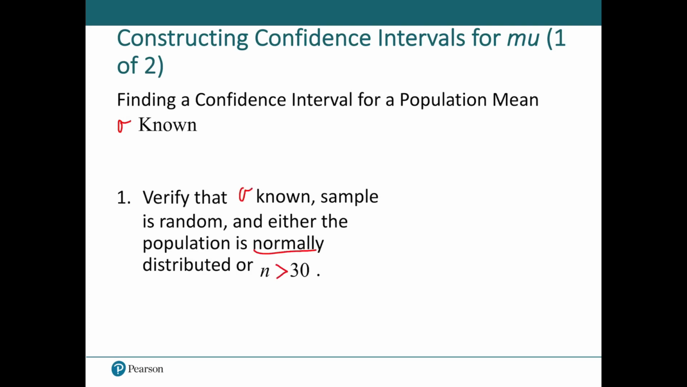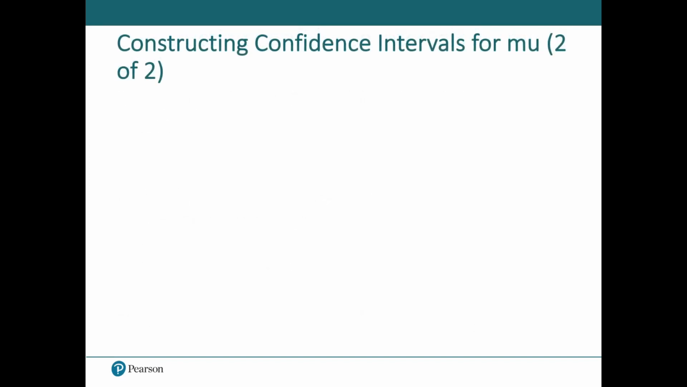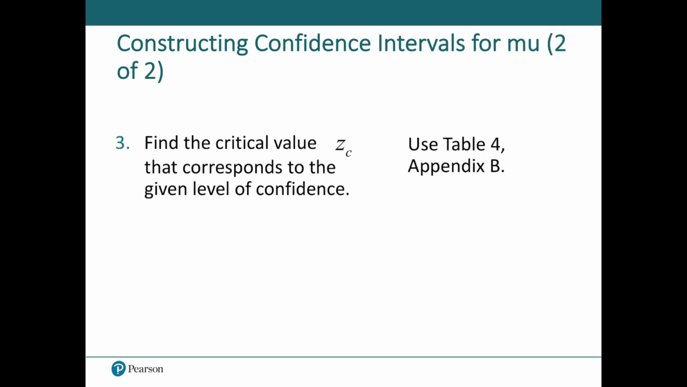So that double whammy is usually not so easy for many students to get. But anyway, we do have the fact that it's either normal or large enough, greater than 30. So find the statistics n and x bar. So x bar is equal to the sum of the x's over n, if they haven't given it to you already, which they usually do. I don't plan to make you calculate that. We've already been there.